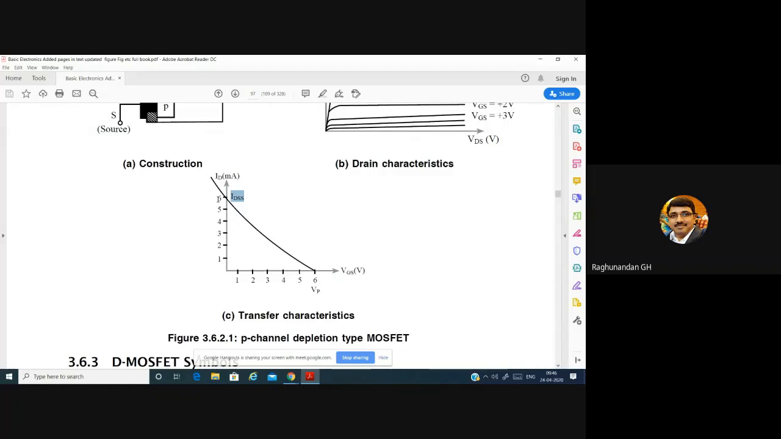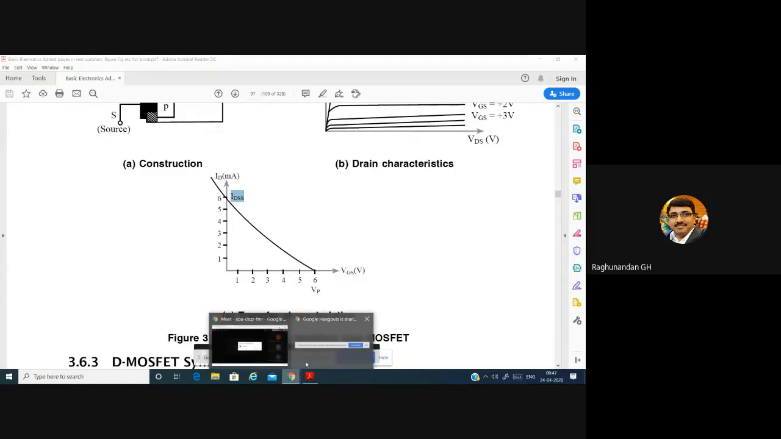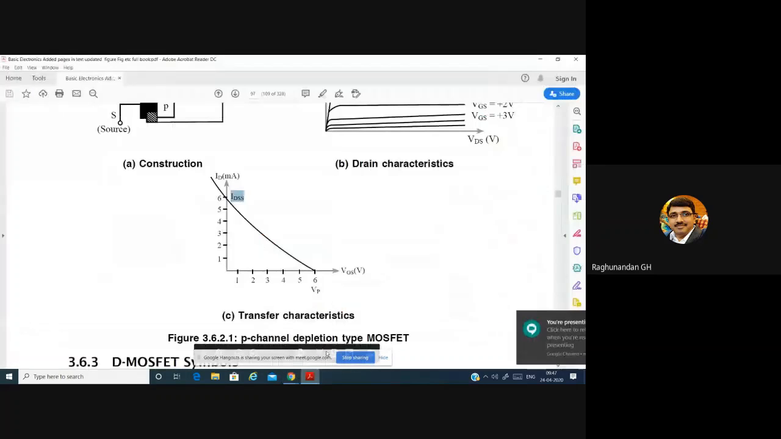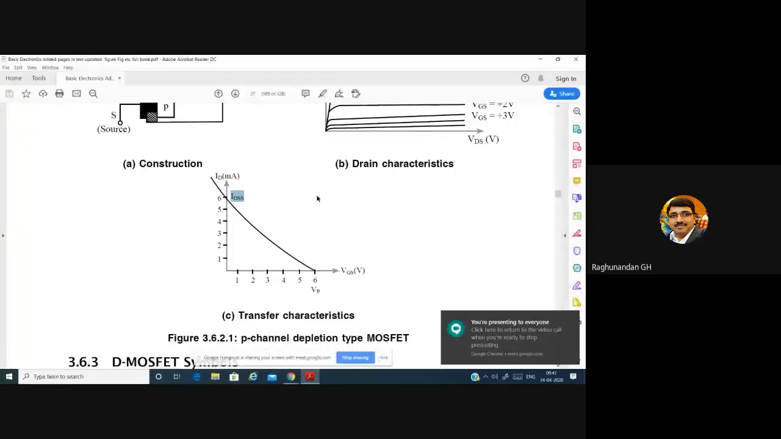Rarely we will be using this one, only when you require a very high current compared to the normal level. If any application requires very high current, beyond 6 milliamperes, then you go for enhancement mode. So this is the transfer characteristics you are having.